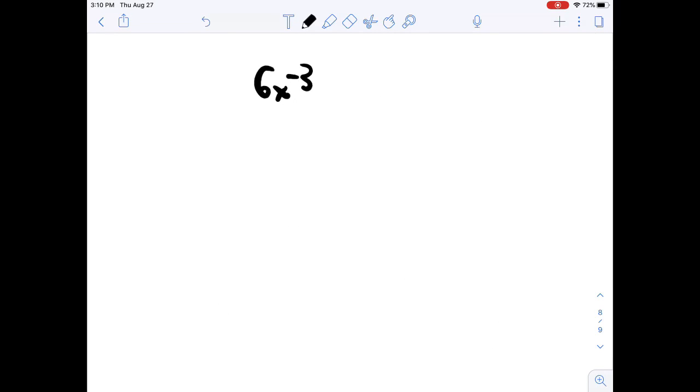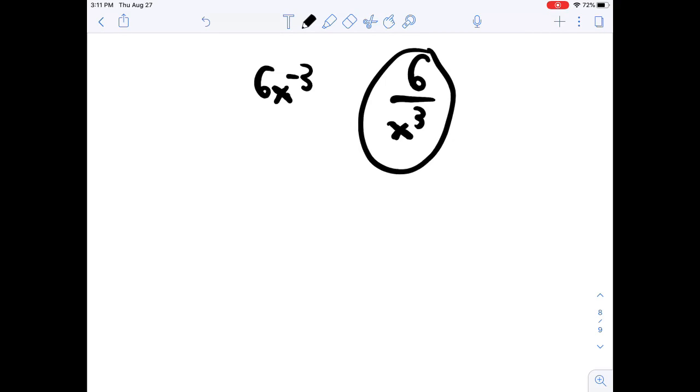6 times x to the power of negative 3. So like I said before, any base with a negative exponent has to move to the denominator of the fraction. So in this case, the x is the base with the negative exponent. The 6 is not part of it. That's just a coefficient, but we're not going to move the 6 because it's not part of the base. We're just moving the x. So the 6 stays on top, but the x gets moved to the bottom. So 6 over x to the power of 3.